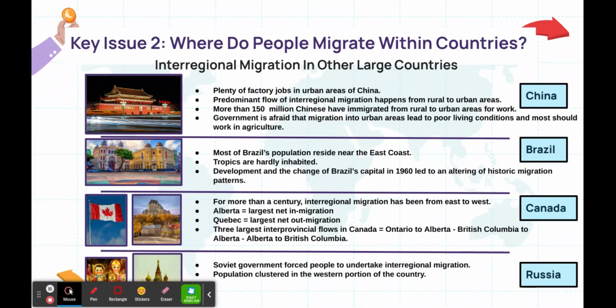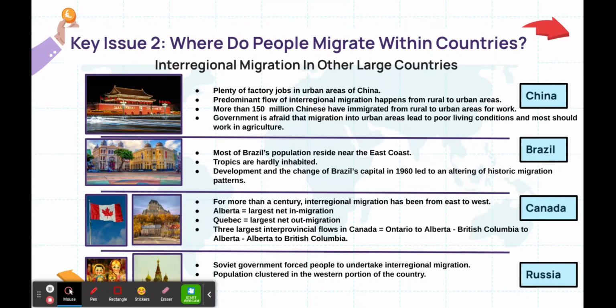Second off, it's Brazil, where most of Brazil's population resides near the east coast. Their tropical interior was very empty and had hardly any people living in it. To increase the attractiveness of that same area, the government moved its capital in 1960 to a newly built city called Brasilia. Development of Brazil's interior altered historical migration patterns into the large urban areas on the coast. Due to this, the coastal areas now have net out migration, whereas the interior areas have net in migration. So that whole plan worked in the end.